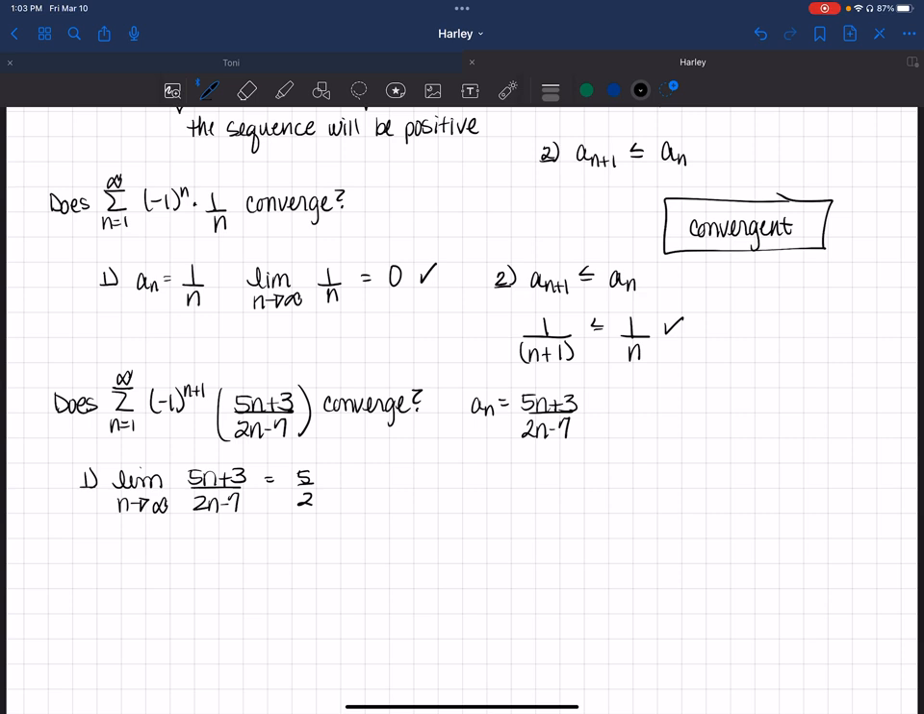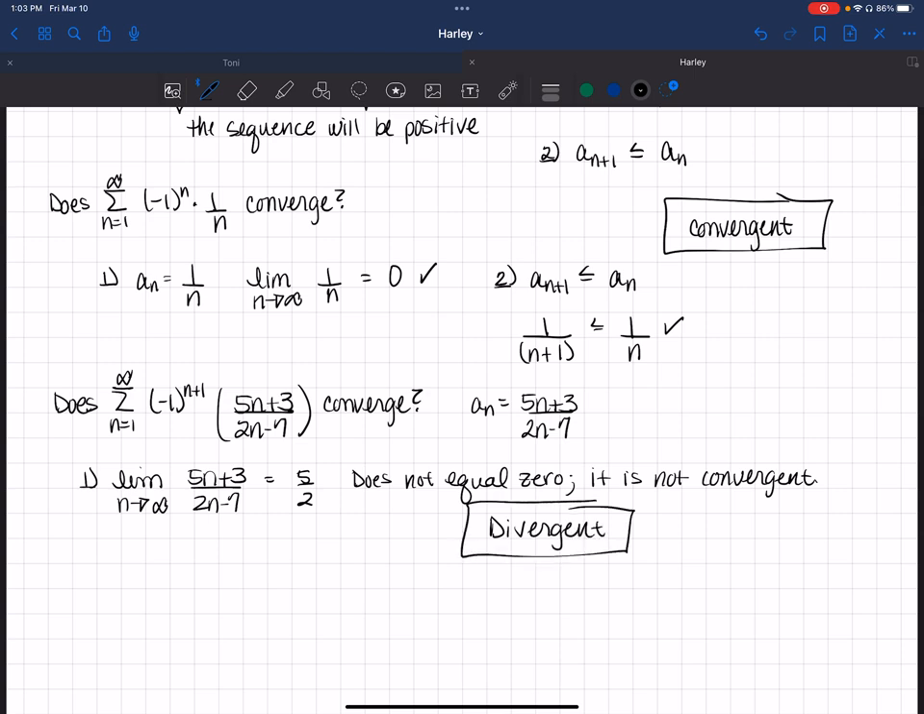And does that equal 0? It does not equal 0. Therefore, it is not convergent. You don't have to go any further. You don't have to do the second step. We already know the first step tells me it's not convergent, so therefore it diverges. It is divergent. Okay? And that is a short little recap over the alternating series and the P series.